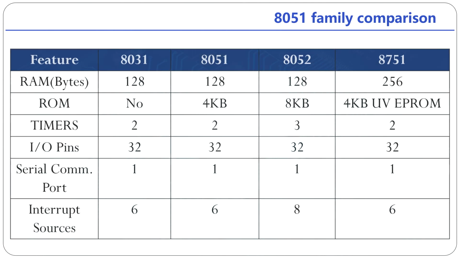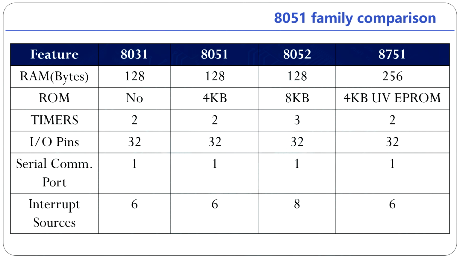Now let us see the 8051 family comparison. If you observe here, under the 8051 family, there are 4 microcontrollers. Here I am comparing only 4 microcontrollers: 8031, 8051, 8052, 8751. So these are the features. In the 8031 microcontroller, the RAM is only 128 bytes. In 8051, 128; 8052, 128; 8751, it is 256.